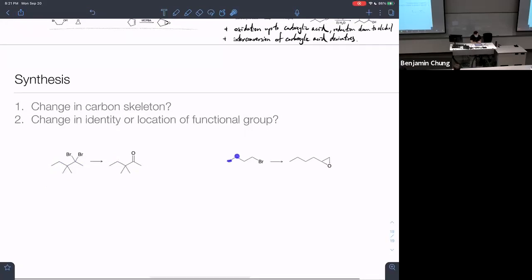In this example, we start out with a 4-carbon molecule and we end up with 1, 2, 3, 4, 5, 6. So somehow we have to think of a way to add 2 carbon atoms here.